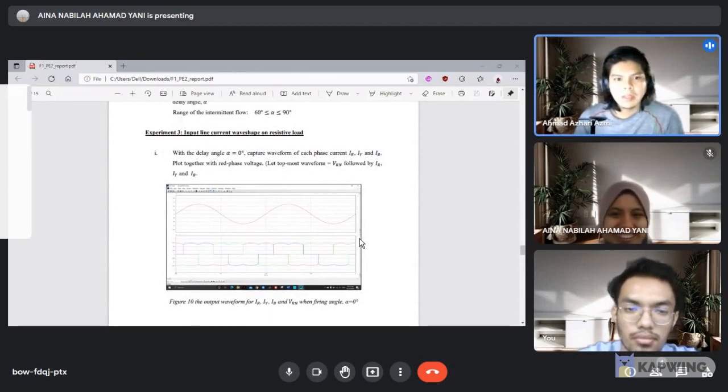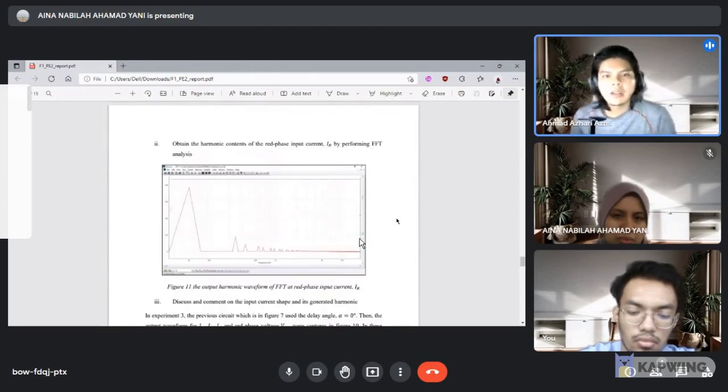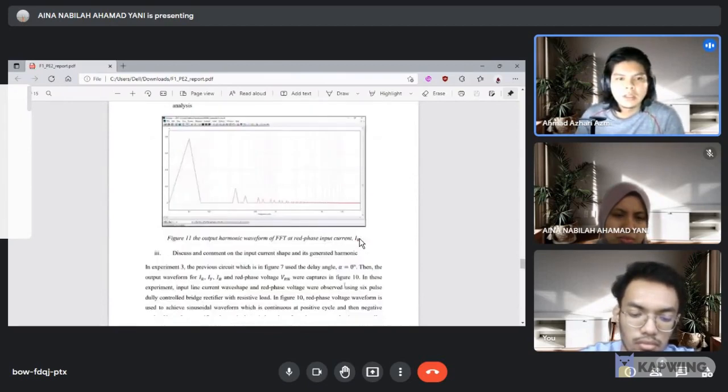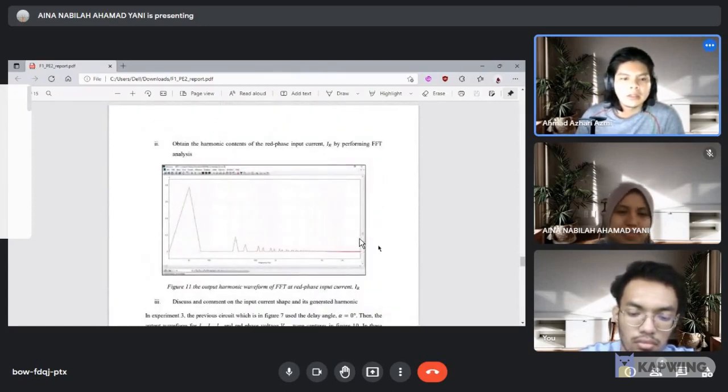Okay. For experiment 3, input line current with resistive load, with the delay angle alpha equal to 0. So this is the output waveform for the angle equal to 0. And then next, we obtain the harmonic content of the red phase input current by performing an FFT analysis. So this is the output harmonic waveform of the FFT of the red phase input current.